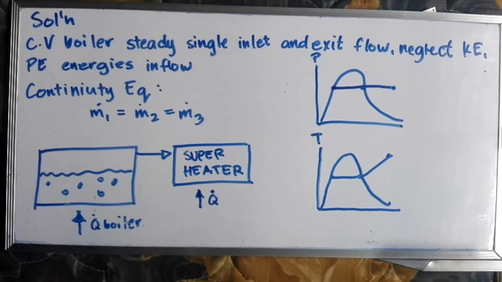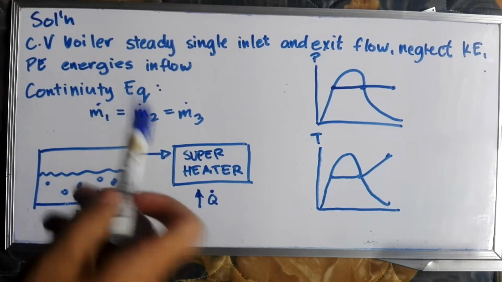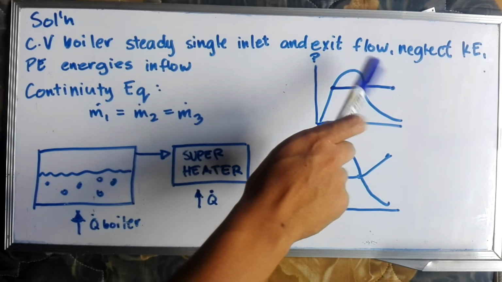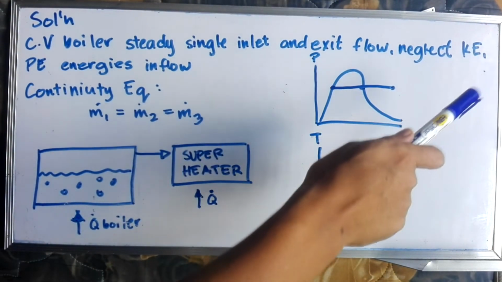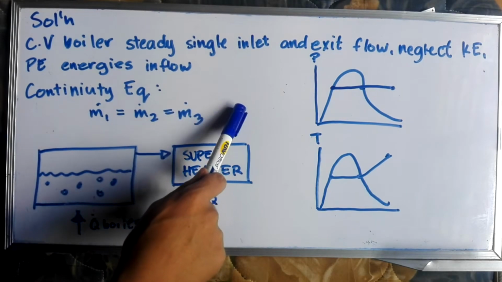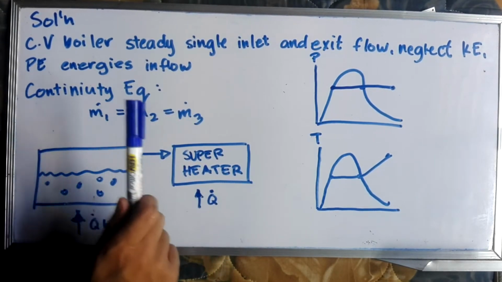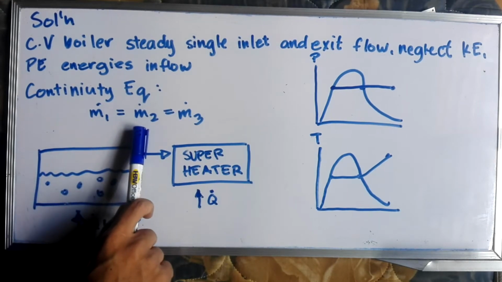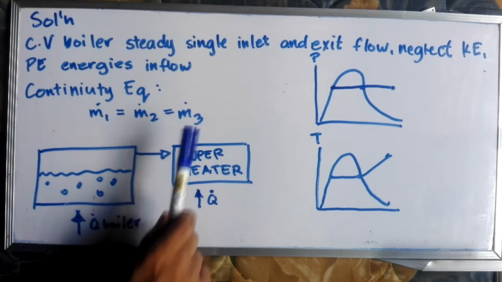Okay, the solution of the problem will be: CV, boiler, steady single inlet and exit flow. Neglect kinetic and potential energies in flow. We'll be arriving at the continuity equation: mass flow rate at state 1 is equal to mass flow rate at state 2 and mass flow rate at state 3.